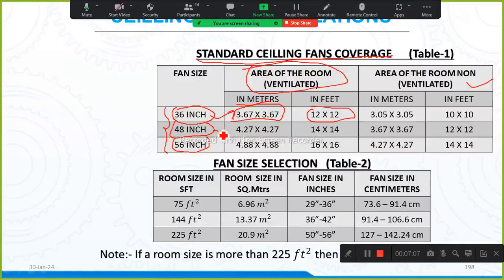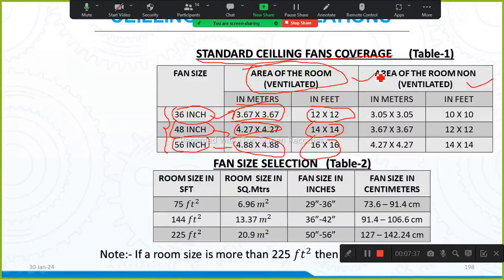Similarly, if you are going with the 48 inches fan, जब ये fan चलेगा, the coverage area is how much? 4.27 by 4.27 meters, or in terms of feet, 14 feet by 14 feet. For the 56 inches fan, again, 4.88 meters by 4.88 meters, which in feet is 16 feet by 16 feet. Agar if it's a non-ventilated room, meaning we don't have any fresh air, अंदर का हवा कोई फेंक रहा है, तो the airflow is less in that room. So in that consideration, we take a somewhat lesser distance, that is 3.05 by 3.05. In feet, 10 feet by 10 feet.